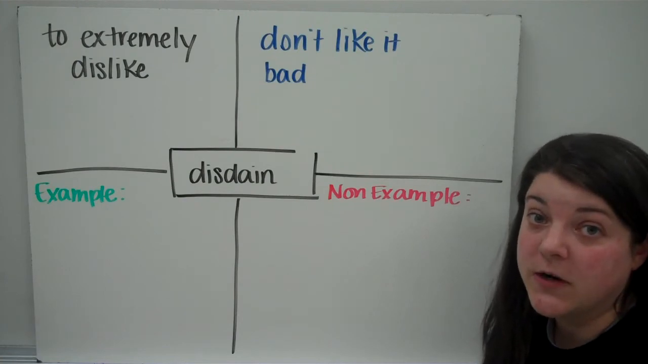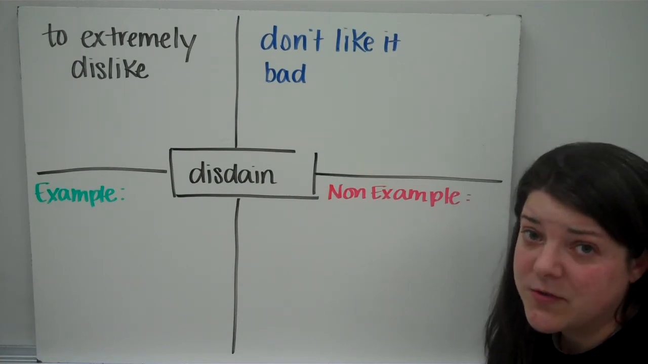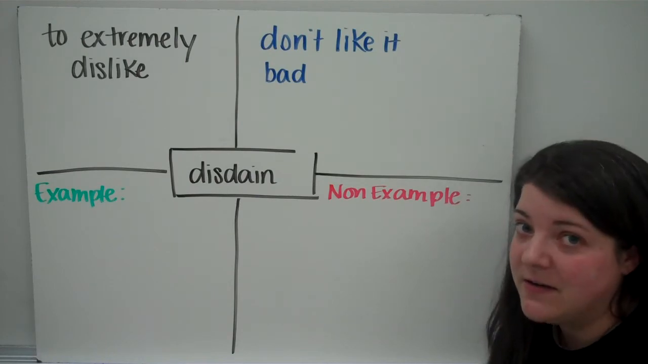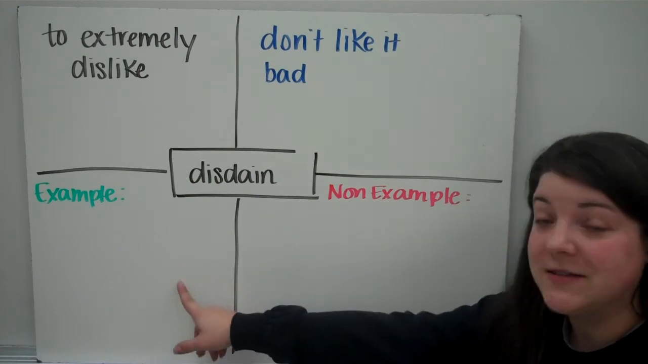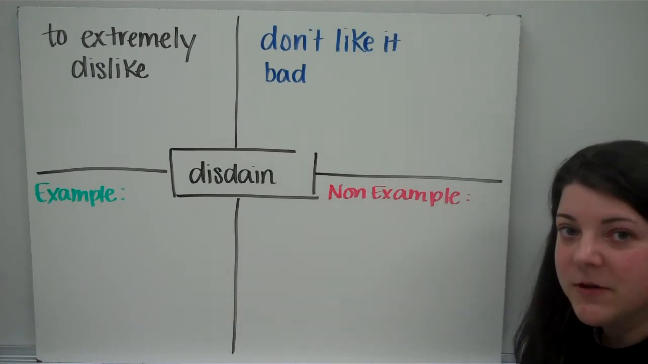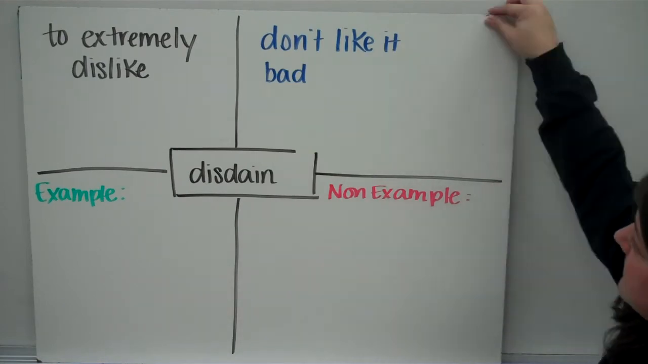Disdain is our next word. Disdain means to extremely dislike. So you don't like it, you consider it a bad thing. So you would want to put in an example of something you disdain here and a non-example of something you disdain here.